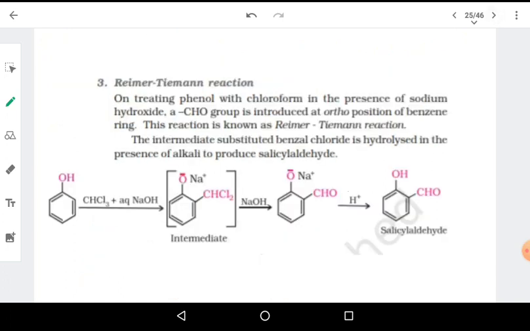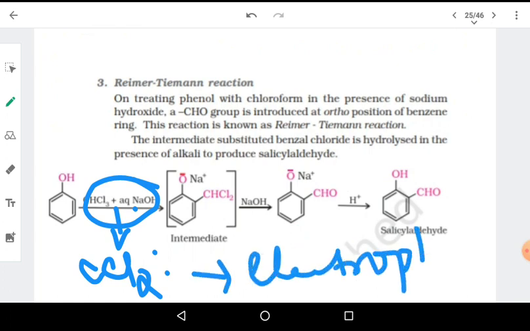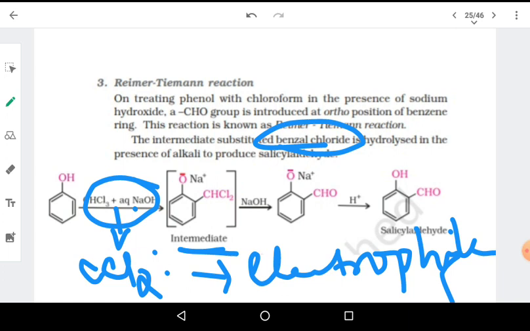Now here we have another very important reaction, that is Reimer-Tiemann reaction. In Reimer-Tiemann reaction, what happens is that this compound will react and it will form CCl2. This is the electrophile in the reaction. Dichlorocarbene is the intermediate, or we can say the electrophile. And what is the intermediate? They can ask what is the intermediate. Intermediate is known as benzal chloride.